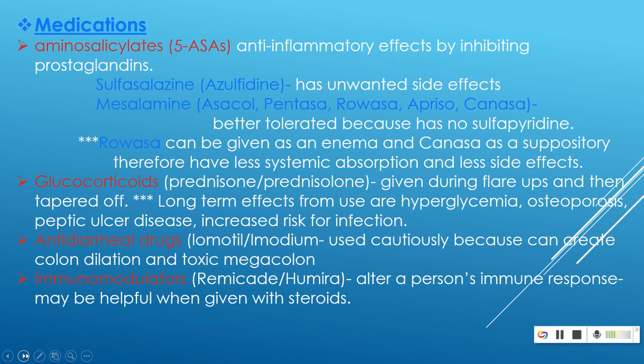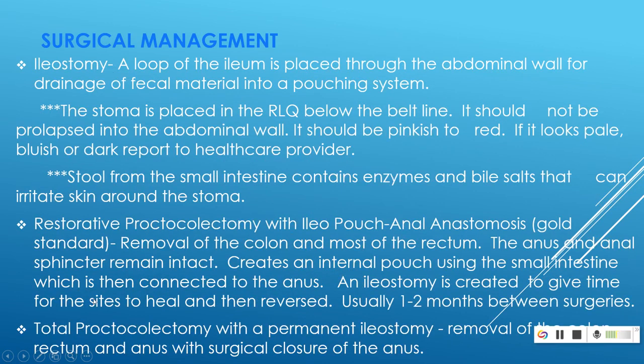Immunomodulators such as Remicade and Humira: again, we're affecting the person's immune response because we're trying to decrease the inflammation in the large intestine. But we can't just do it in one place. It's going to do it all over the body. So these people can be at risk for having other infections because we're decreasing their inflammatory response. All right, surgical management.